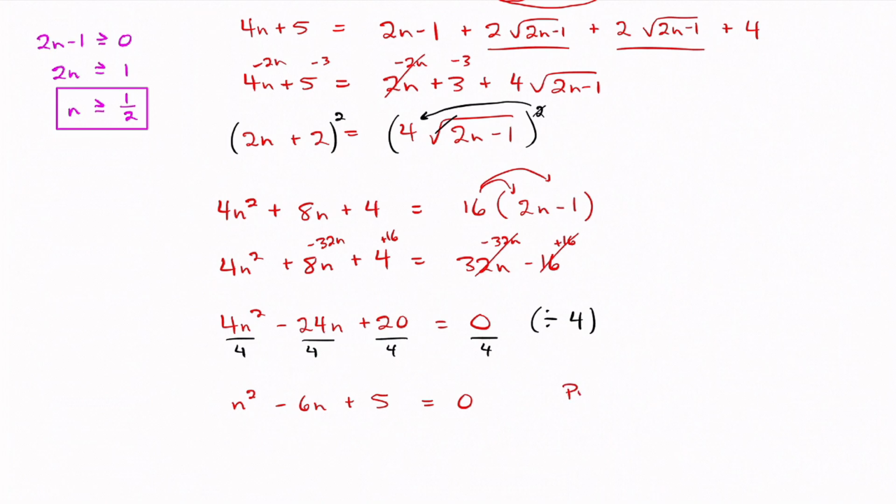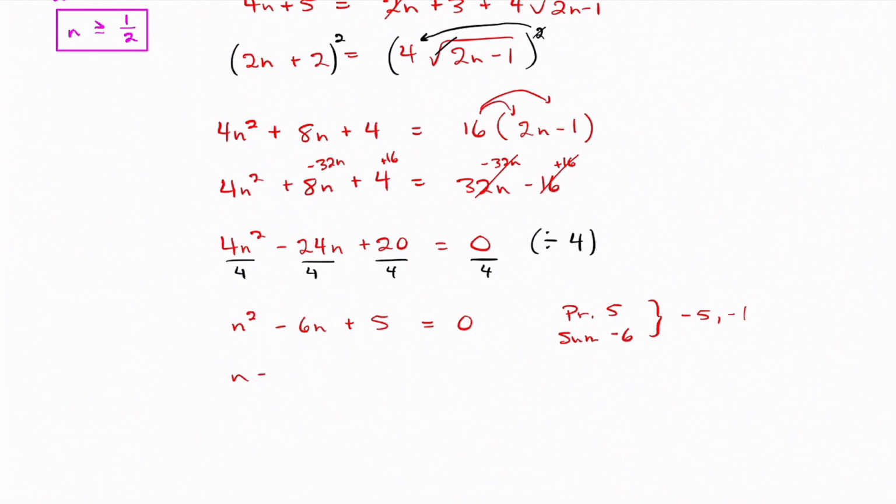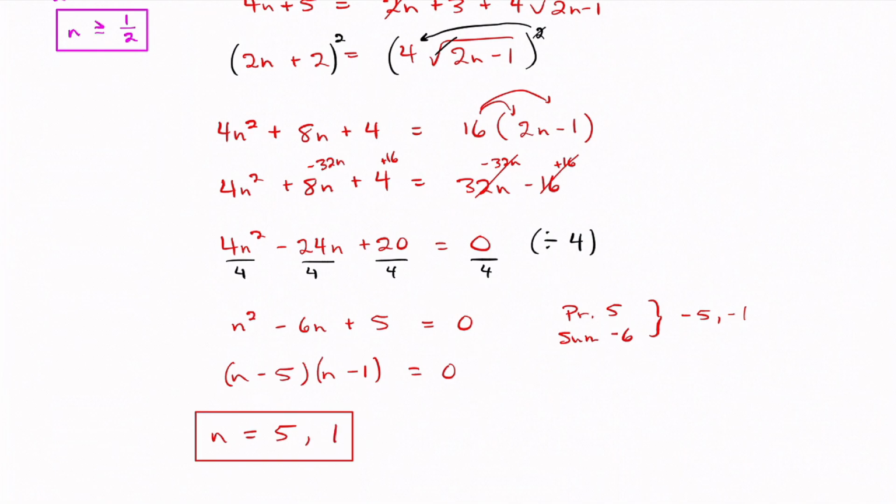And now what I can do is my product and my sum. So my product is 5 and my sum is negative 6. And then the two numbers that multiply to 5 and sum to negative 6 are negative 5 and negative 1. So it's going to break apart into those two factors, n minus 5 and n minus 1 equals 0. And then take each of those, set them equal to 0, and you're going to get n equals 5 and n equals 1. And then when you go to verify your answers, both of these actually work. So both of them still remain answers.